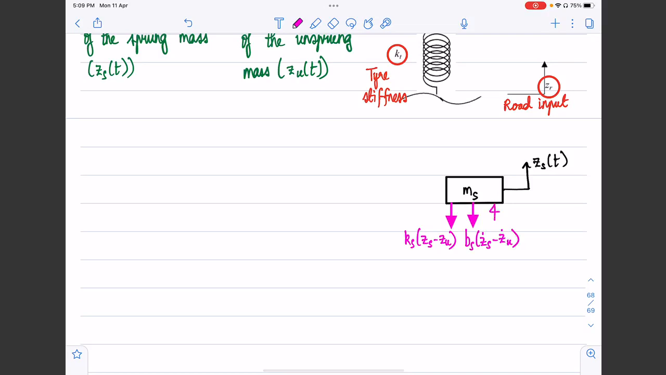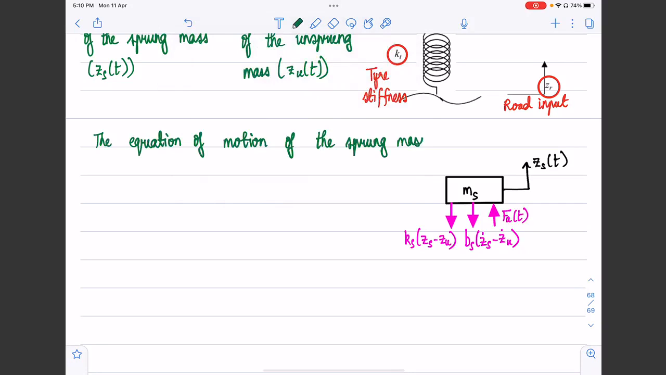And let us assume, without loss of generality, that the force that comes from the actuator and acts on the sprung mass acts upwards, and let's call it Fa. So that is the force coming from the actuator. Consequently, the equation of motion of the sprung mass is going to be the following. What is the equation of motion of the sprung mass?